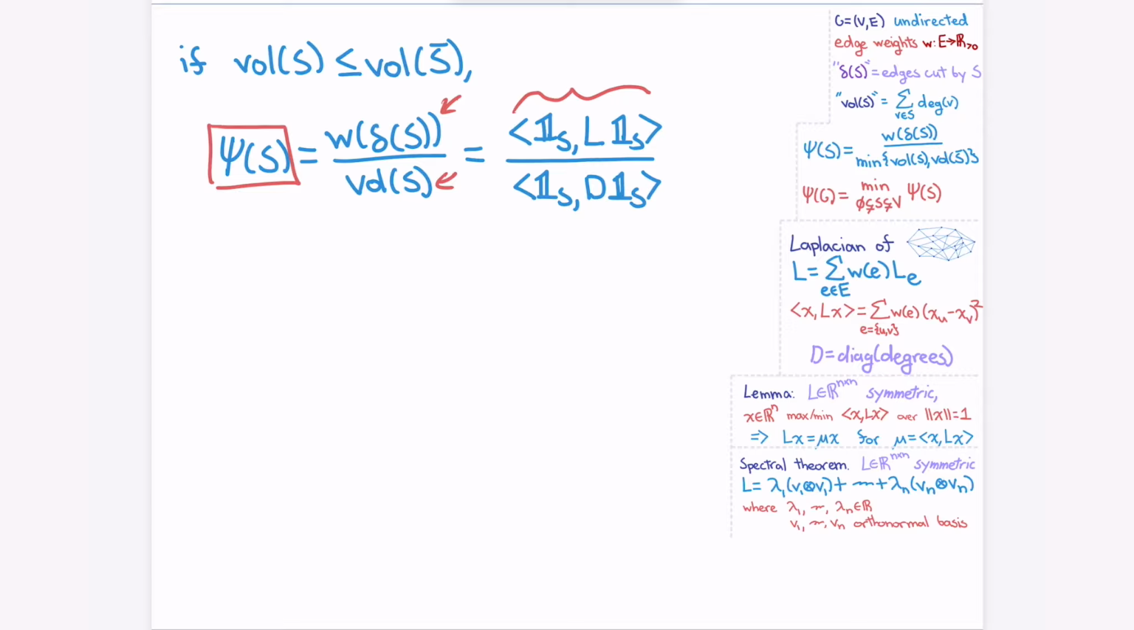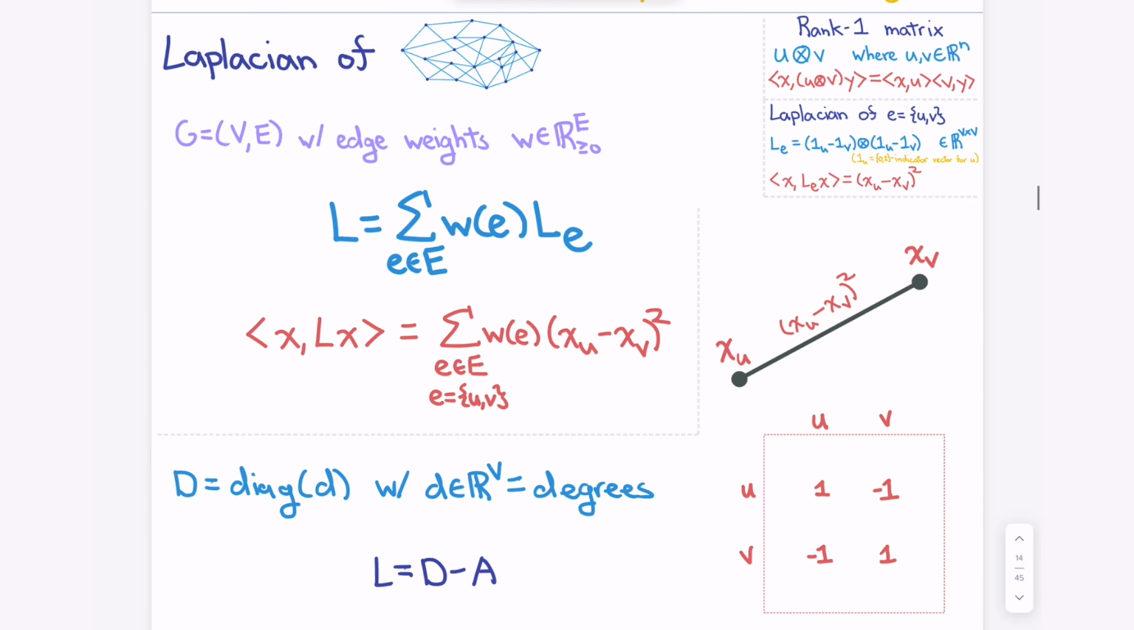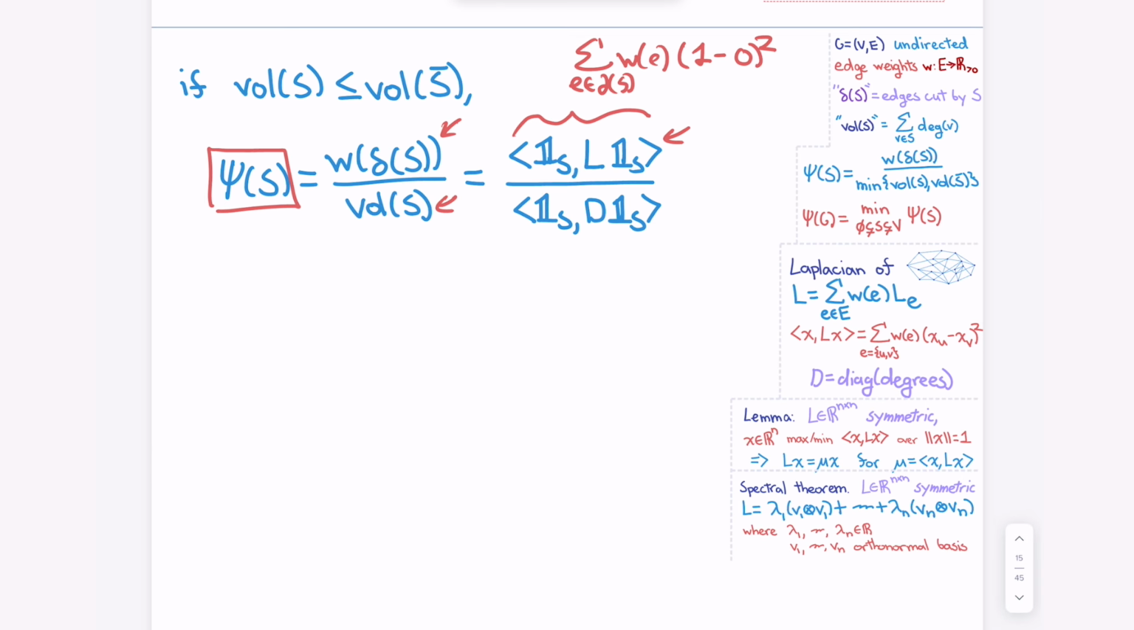Now, if we look at this quantity here, this is going to be summing up over all the edges that are cut by S. It's really going to be summing up the weight of e, and it's going to look like 1 minus 0 squared. If we go to the usual definition of a Laplacian, you're normally going to look at every edge and take the difference of the endpoints. But if I plug in the indicator vector for S, that just means it's a 1 for every vertex in S and 0 elsewhere. That means if I have an edge where both endpoints are in S, I have 1 minus 1 squared, that's 0.